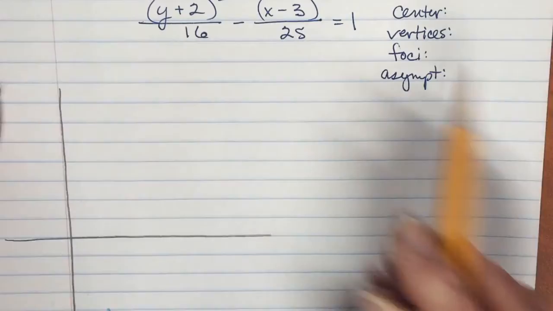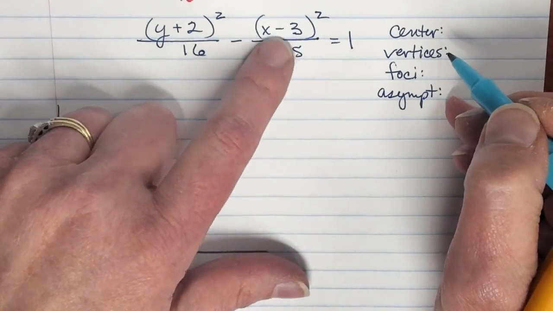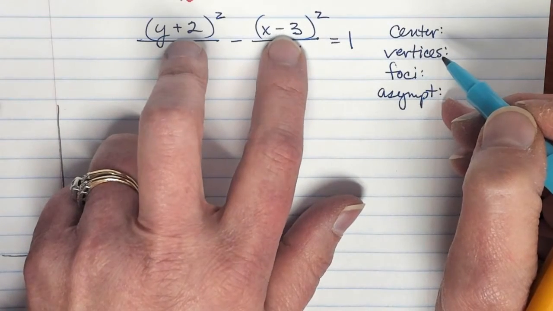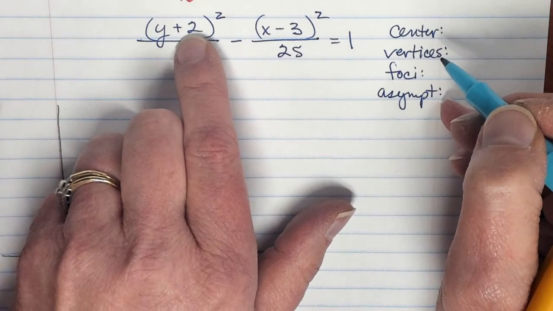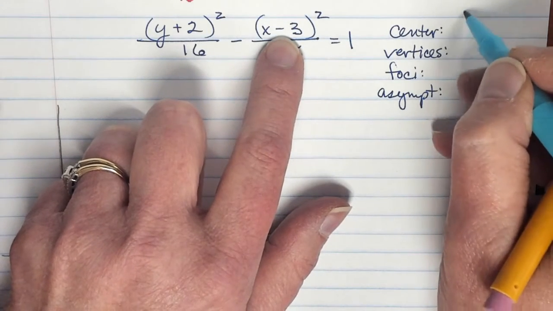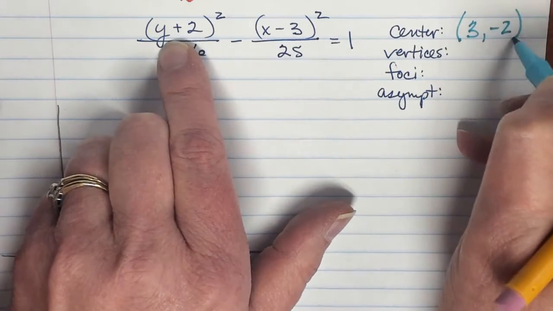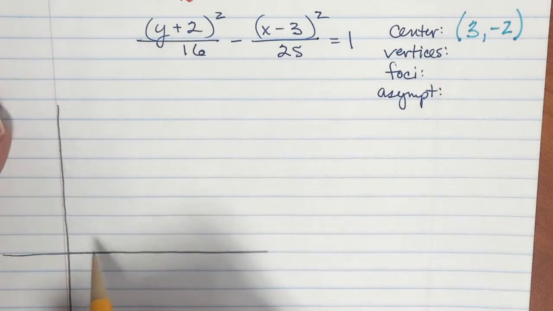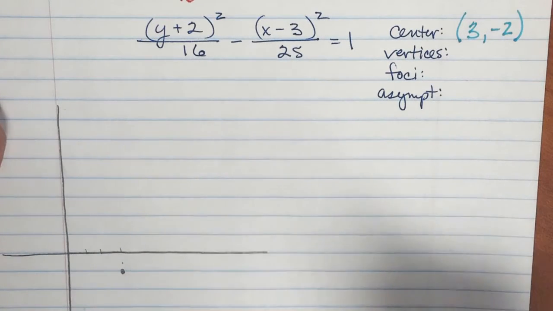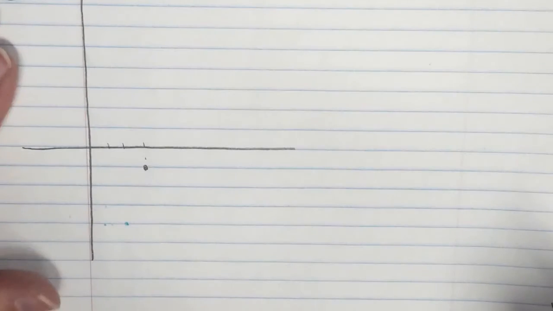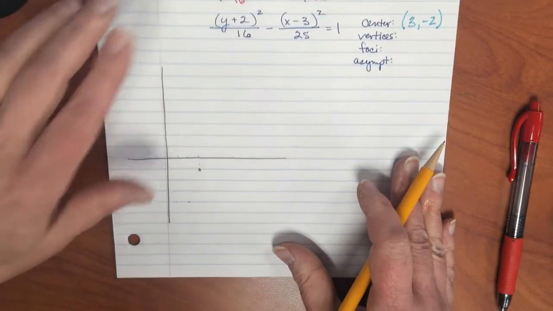I'm going to make my center, which I can identify right now. This is a very common mistake: people look at this and grab the first term as the h. But you've got to look to see what's with the x. So our center is really at 3, negative 2 here. So I'm going to go over 3, down 2, and that is going to be my center of my hyperbola.